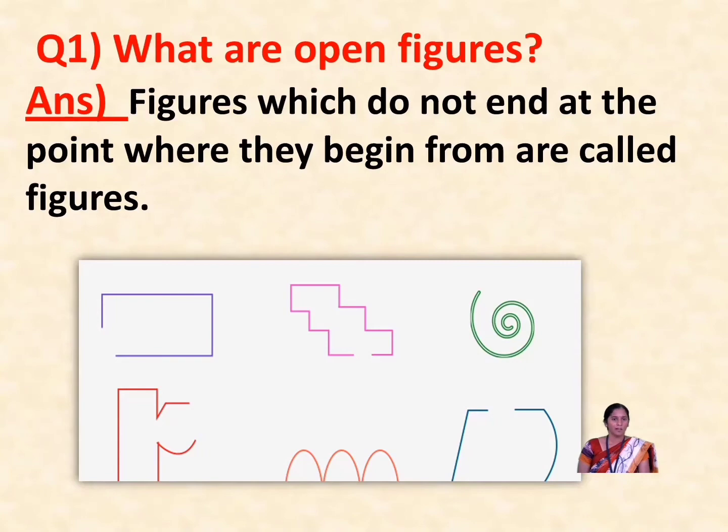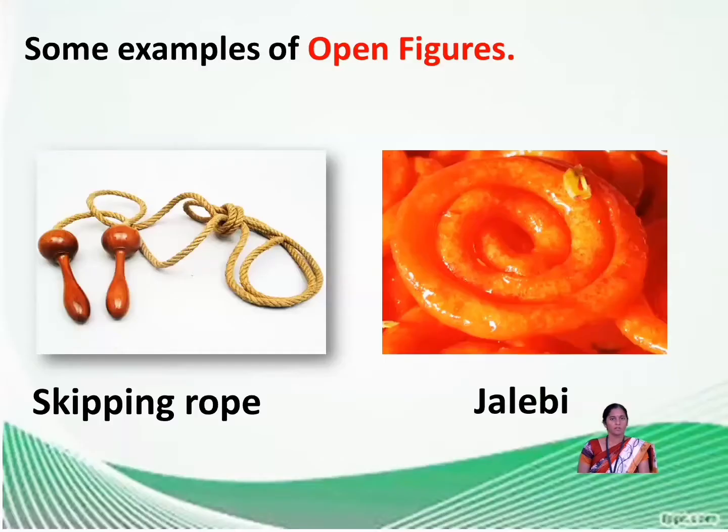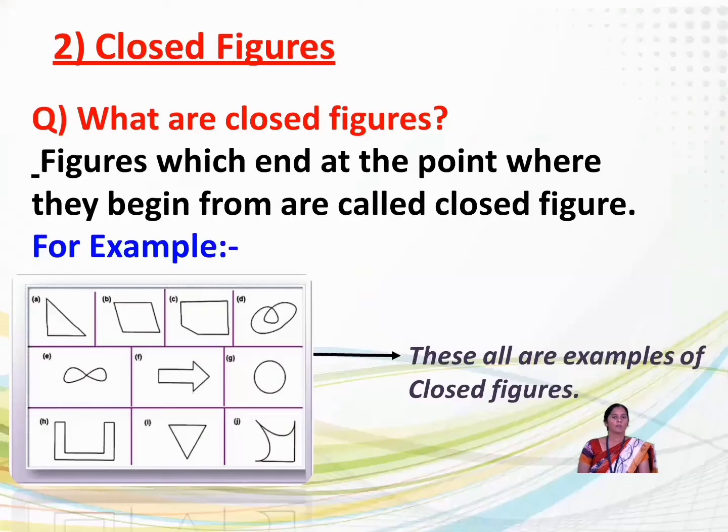The starting point and the ending point is different. Some examples of open figures are skipping rope. In our day-to-day life, we can see these things around us. The skipping rope is the best example of open figure. And the second one is jalebi. It is also the best example of open figure. Start from one point and end at another point. So these are the best examples of open figure.